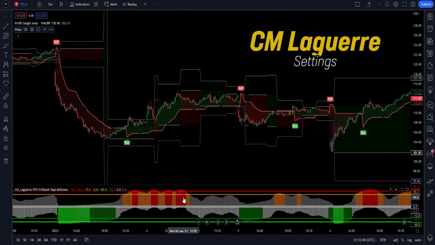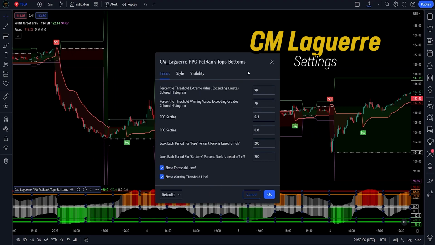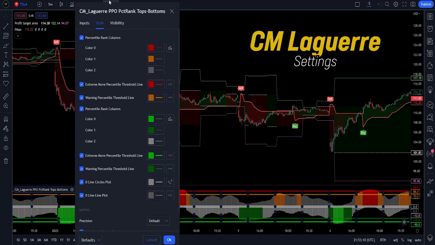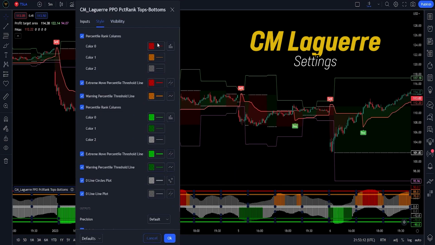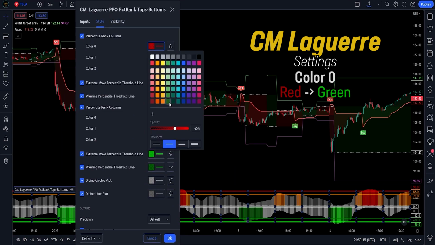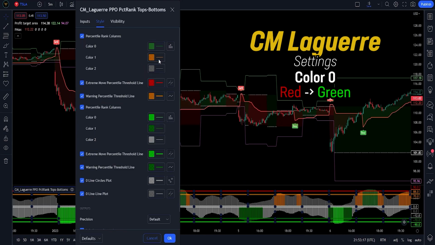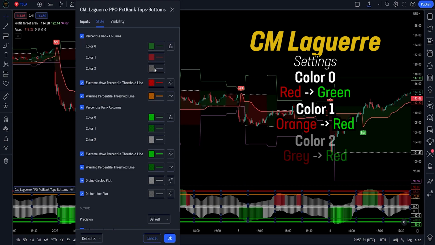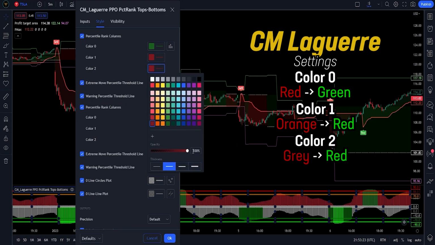Double-click any candle in this indicator, and you will open settings for this histogram. Let's start by opening the Style tab one last time. We want to change these first 3 colors first. Our color 0 should be green instead of red. Color 1 should be red instead of orange. And lastly, color 2 should also be red instead of gray.